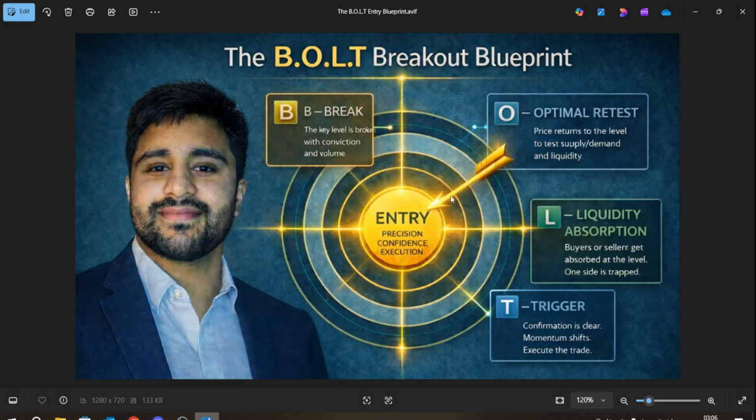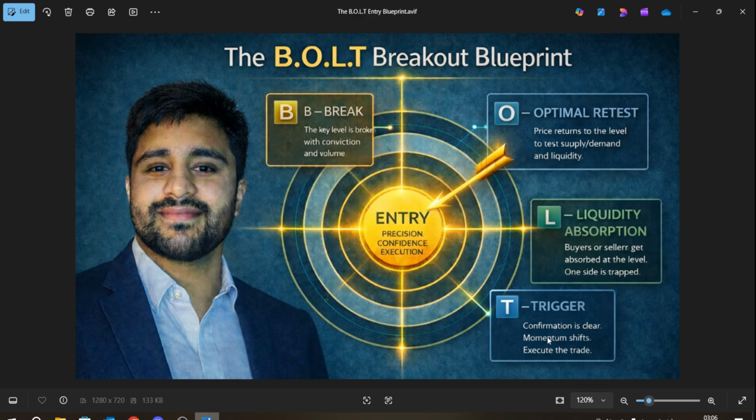So you want to think of your breakouts, because most trading strategies that are price action based do come down to some kind of breakout, right? That's just the nature of most price action traders. You're trying to trade some kind of breakout. And the easiest way to trade breakouts consistently is to use what I call the Bolt Breakout Blueprint. So you want to wait for the level to break. You want an optimal retest. There are ways that we optimize different types of retests, very important. You then want to look for a liquidity absorption, right?